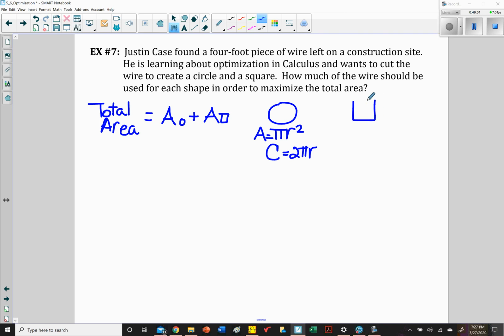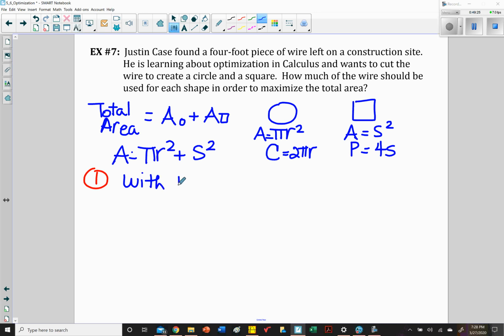And the square area is side squared, and the distance around is the perimeter, 4 times the side. So first of all, if we have a piece of wire, the total area would be pi r squared plus s squared. And we have a 4-foot piece of wire, 4 feet of wire. So 4 is the circle circumference plus the square perimeter.